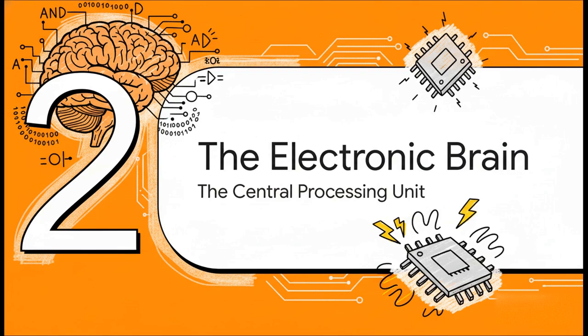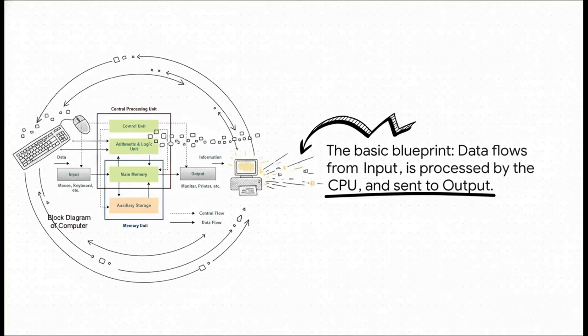Well, that brings us to the hardware. And we're starting with the electronic brain itself. So take a look at this. This is basically the blueprint for every single computer out there. It's a simple flow. You give it some data through an input, like your keyboard or mouse. That data zips over to the central processing unit and memory. That's where all the heavy lifting happens. And finally, the result gets sent to an output device like your monitor. Input, process, output. It's a simple loop, but it's incredibly powerful.